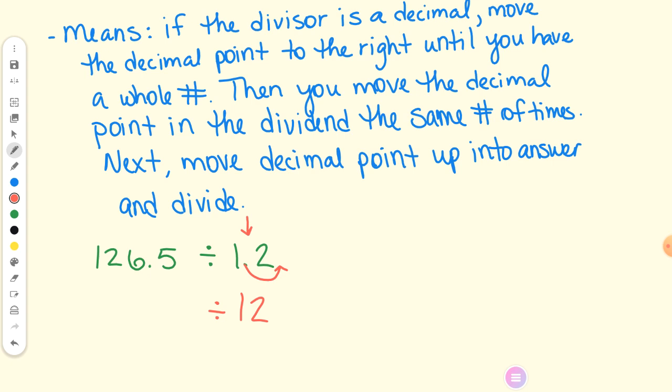But what I do to the divisor, I also have to do to the dividend. So how many times do I need to move that decimal point over? Once. So I'm going to show it. What is my new number? 1,265. And then that's the problem I would set up under the box and solve.